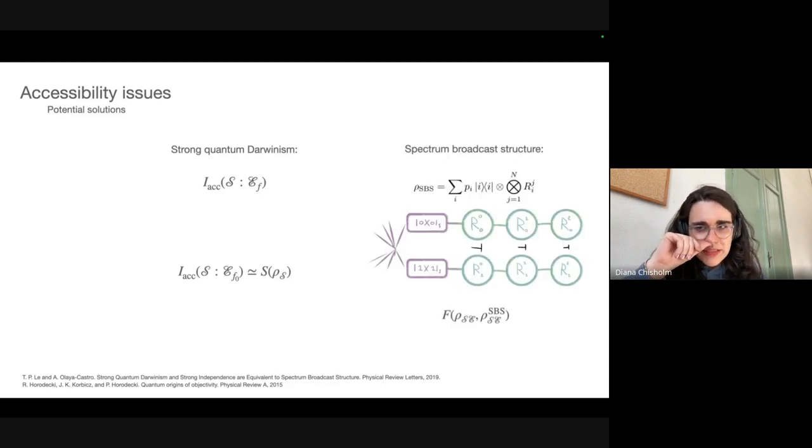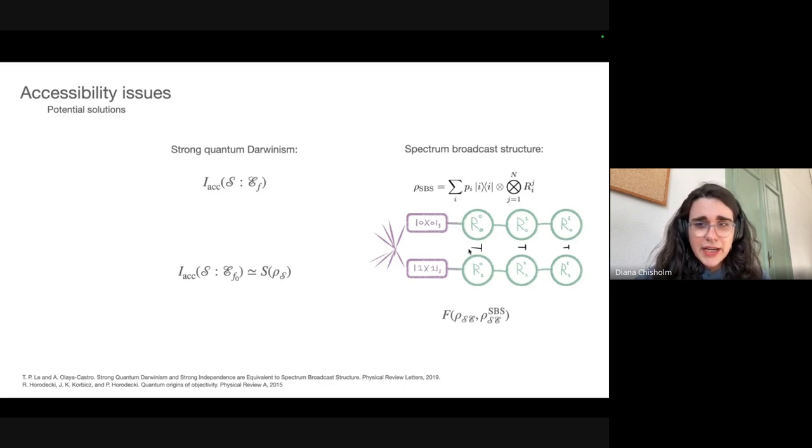And then there's the second approach, which is spectrum reconstruction. The idea is quite different. It's more of a geometric idea. It basically tells you that the system is objective if the overall system and environment state has a specific form, which is called the SBS form. There are a couple of interesting things to notice here. One is that this state is classical-quantum by definition, which means that it's a zero discord state. The other important condition here is that different R_ij are orthogonal to one another and therefore easy to distinguish.